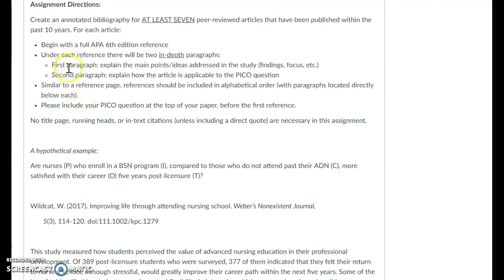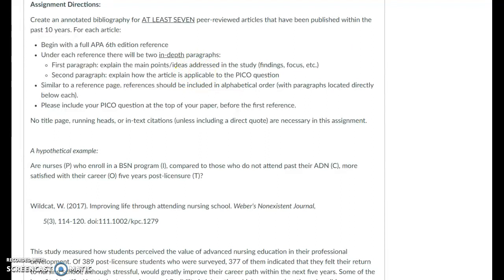So this is 2 paragraphs long. In the first paragraph, you're going to explain the main points or ideas addressed in the study. So this is kind of like a synopsis of the study just as it is, not what that means to you personally for your question, but just a summary of the main point of the article. And then in the second paragraph, you're going to talk about how that relates to your PICO question, how it's applicable. These do need to be actual paragraphs. One sentence is not going to get the job done.